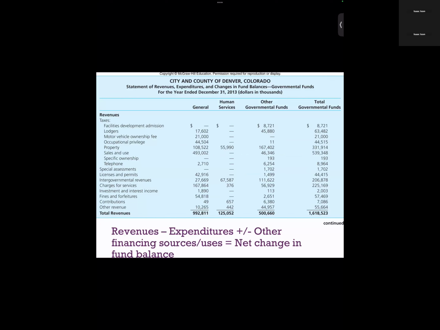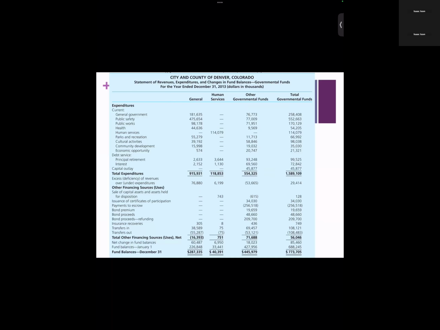Okay, this is also governmental fund. So revenues, expenditures, change in fund balances. And we go revenues minus expenditures plus or minus other financing sources and uses gives us a net change in fund balance. And you can kind of look through this. And then again, we do a reconciliation.